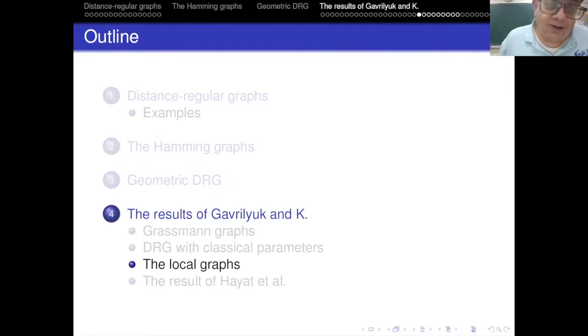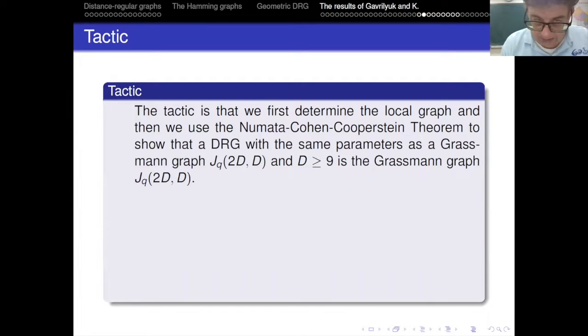So let's get started. How are we going to determine that the Grassmann graphs KQ2DD are determined by their intersection numbers? What we first will do is try to find that the local graphs are the same as the Grassmann graphs, and then we use the Neumaier-Koolen theorem to show that the distance-regular graph with the same parameters as the Grassmann graph KQ2DD, and D at least 9, the diameter at least 9, is the Grassmann graph.